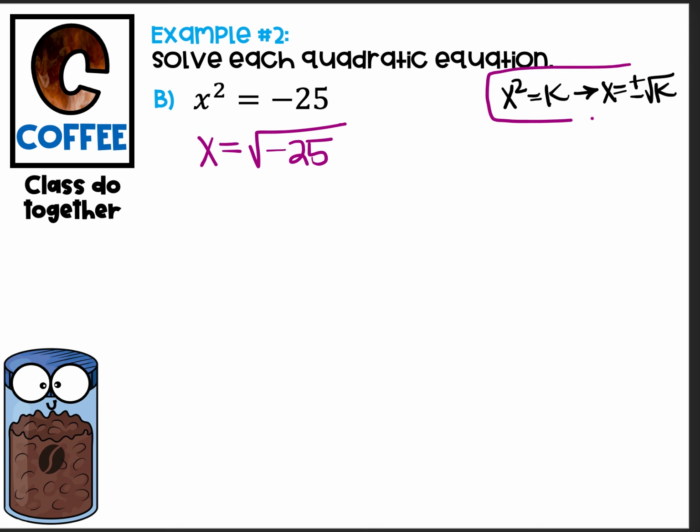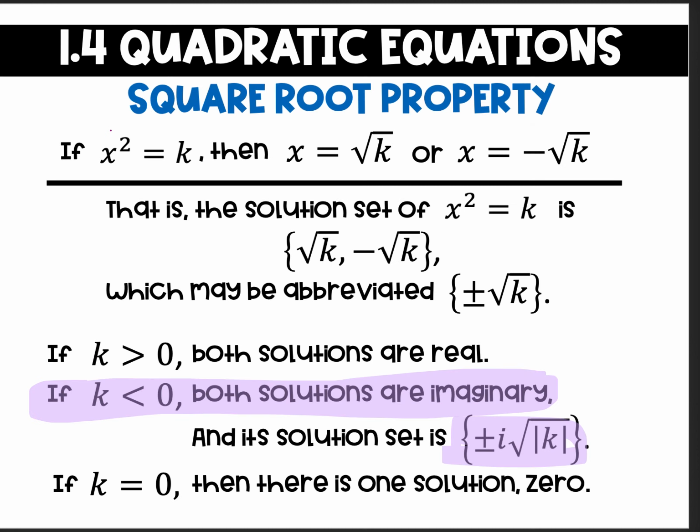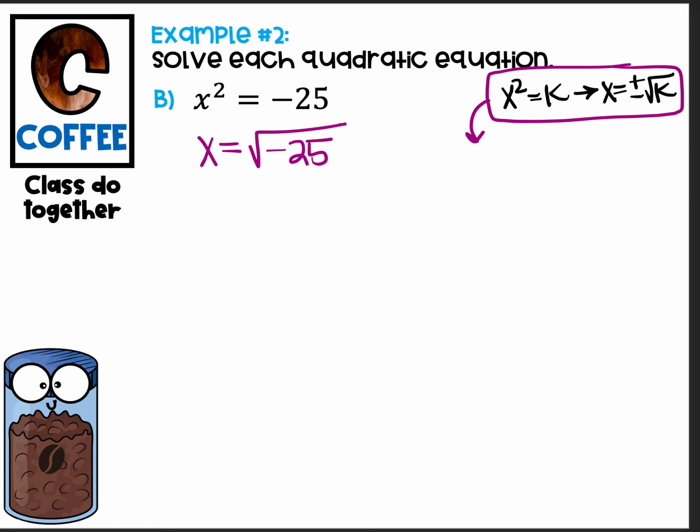Which takes us to one of the special cases of our square root property. My k in this case is negative, and if my k is smaller than 0, I have a set of imaginary solutions. My solution set would be positive and negative i times the square root of the absolute value of k. So my solution set will be positive and negative i, which stands for imaginary number, times the square root of the absolute value of k.